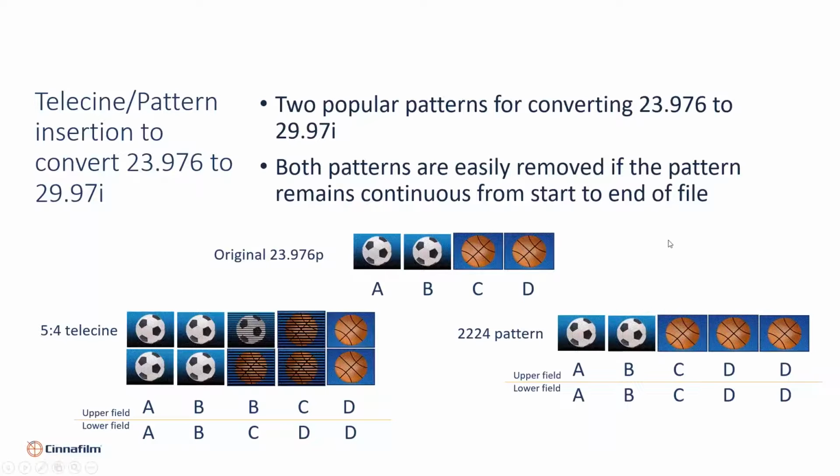Another popular pattern that has come out in the last, probably 4 years is what we call a 2224 pattern. And what that refers to is how many times we're going to place this progressive frame into a field location.